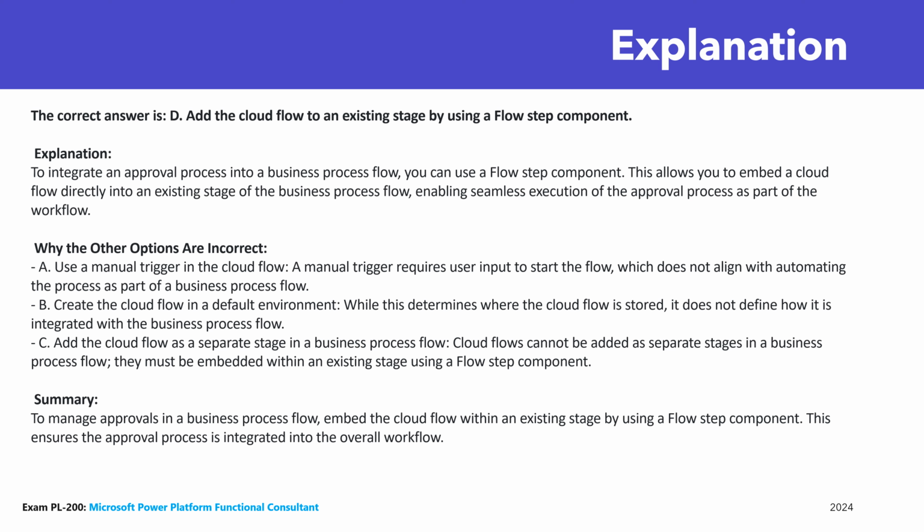C. Add the cloud flow as a separate stage in a business process flow. Cloud flows cannot be added as separate stages in a business process flow. They must be embedded within an existing stage using a flow step component. Summary: to manage approvals in a business process flow, embed the cloud flow within an existing stage by using a flow step component. This ensures the approval process is integrated into the overall workflow. The correct answer is D.